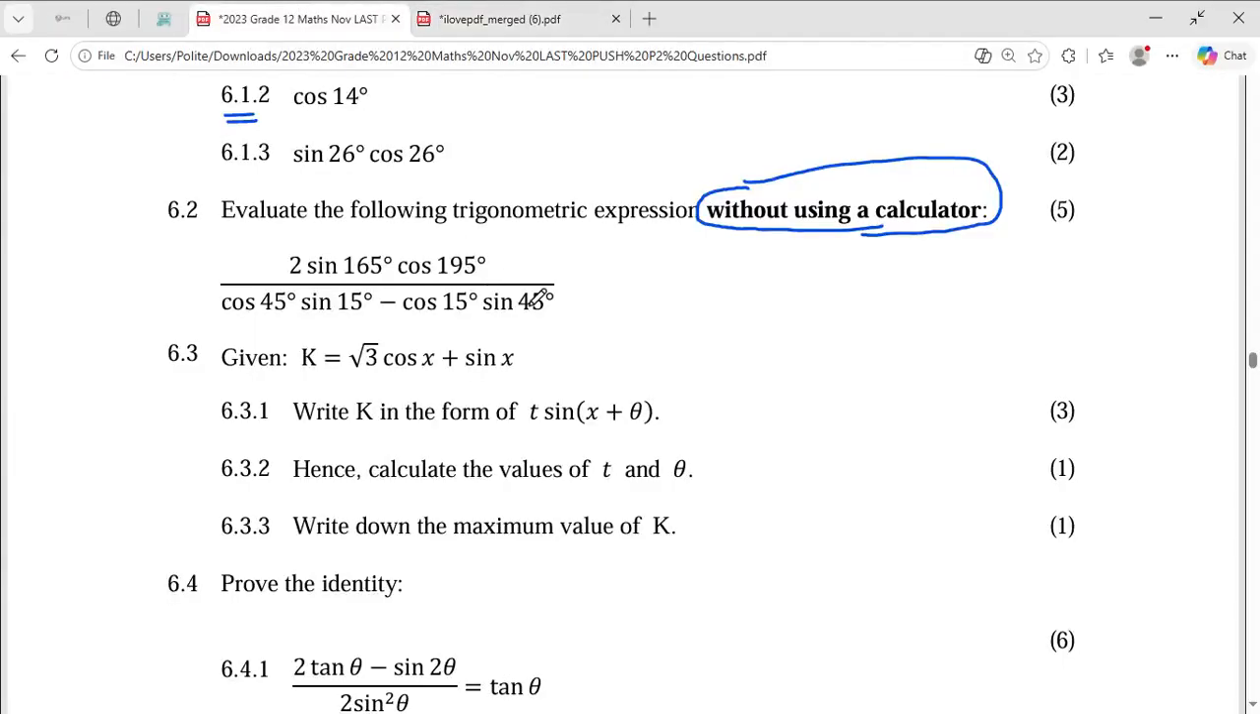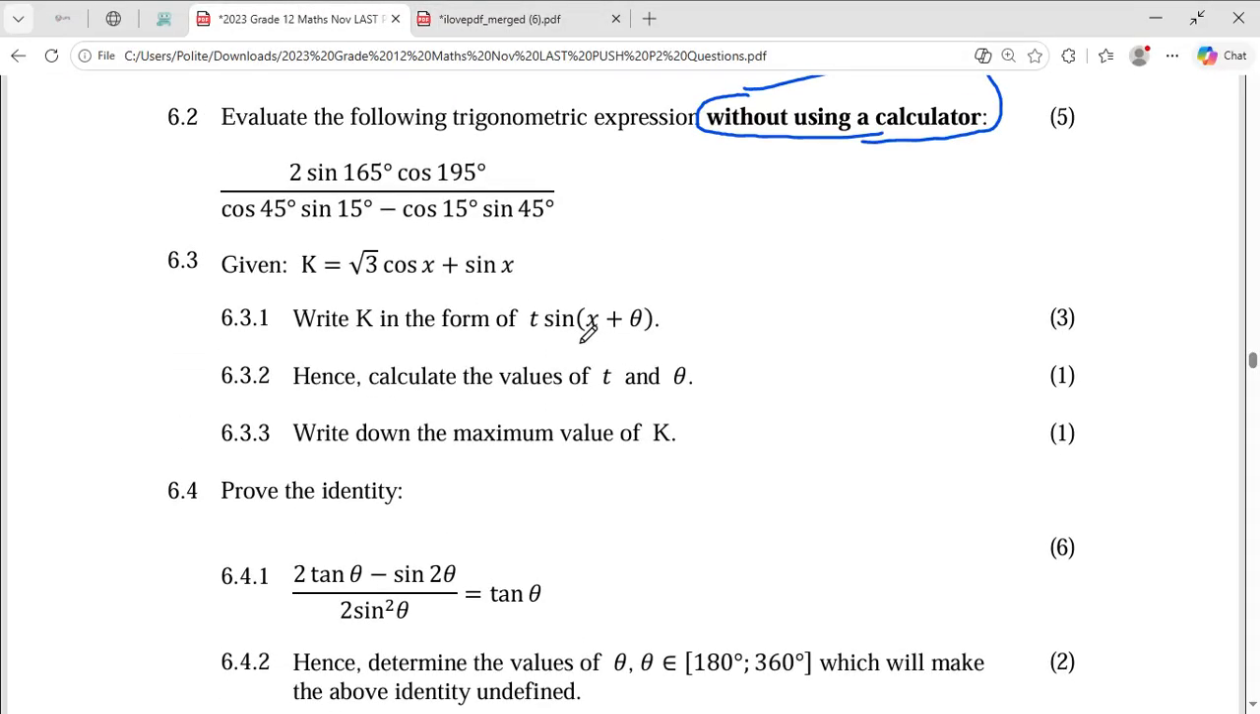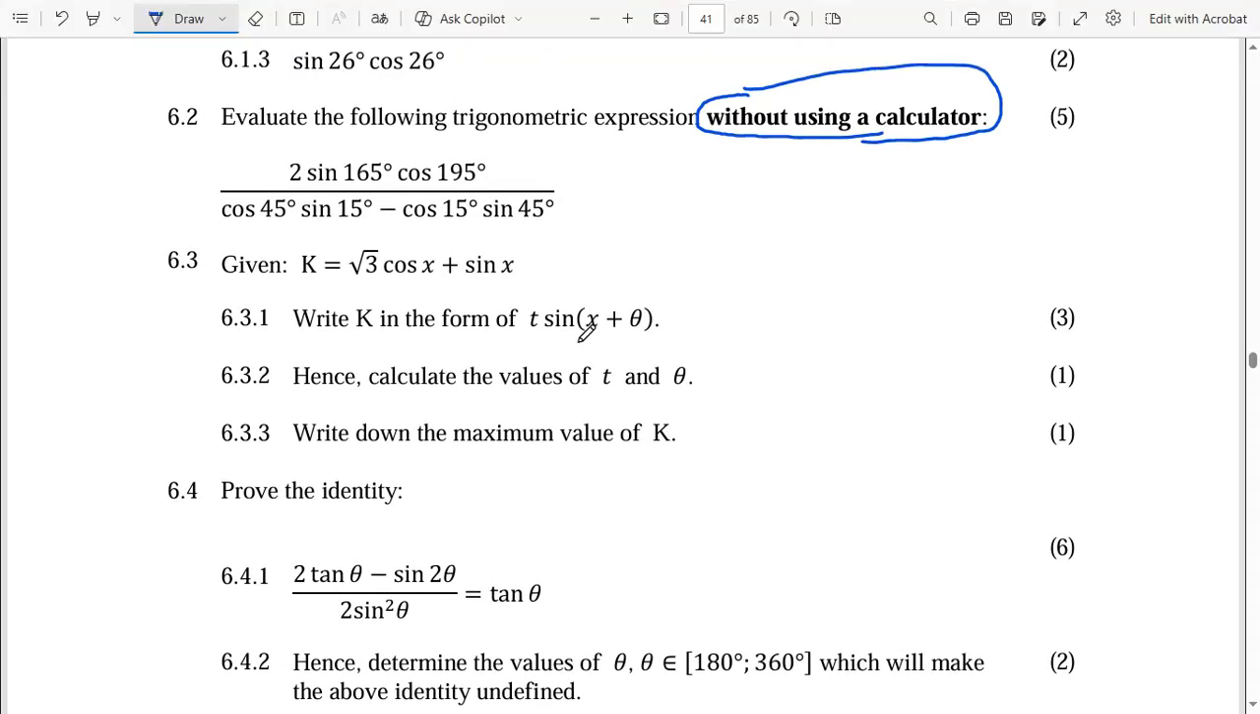Okay, let me go to the next question, number 6.3. We are given k to be equal to root 3 cos x plus sine x, and we must write k in the form t sine of x plus theta. Guys, look at this. Look at this part.